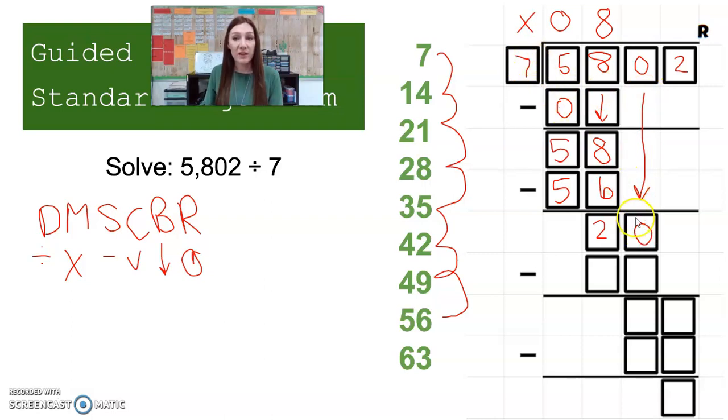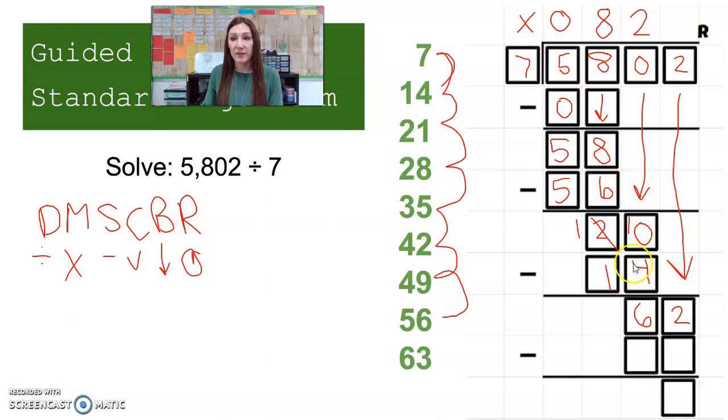And now we're dividing 7 into 20. So 7 goes into 20 2 times. Then we're going to multiply. 2 times 7 is 14. And then we're going to subtract. 0 minus 4, I can't do that. I'll need to borrow. 10 minus 4 is 6. 1 minus 1 is 0. So we need to check, is 6 smaller than 7? It is. We'll go ahead and bring down the 2. And I'm now dividing into 62.